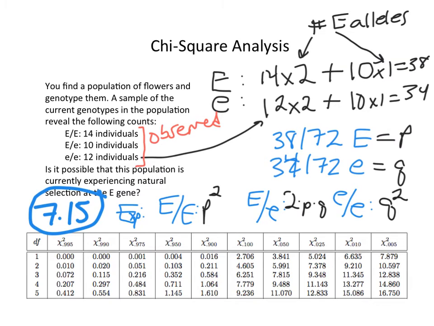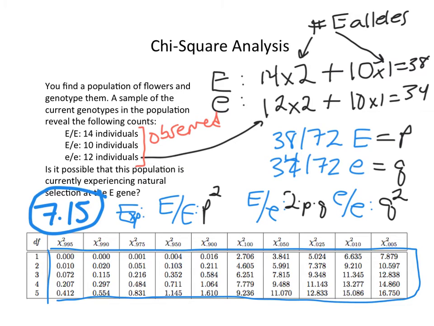What does this mean? How do we interpret it? We have to get the degrees of freedom. That number 7.15 corresponds to the bulk of the chi-square table, the chi-square test statistic values. We need to figure out which row of the table we're looking at. How many degrees of freedom? Which is the number of categories minus 1. So we've got 3 different genotypes. We subtract 1, and that gives us 2 degrees of freedom.